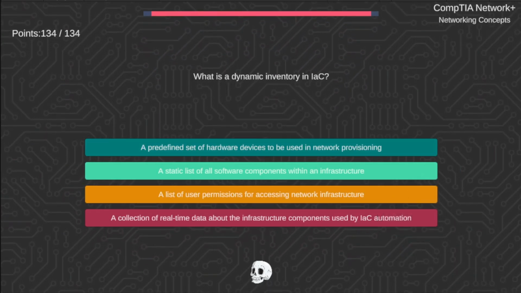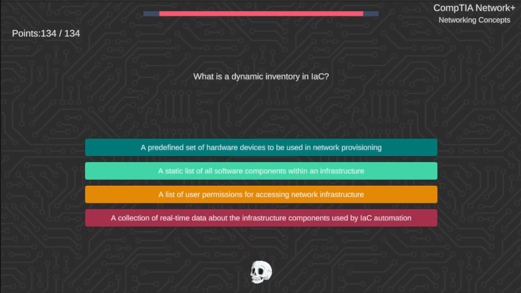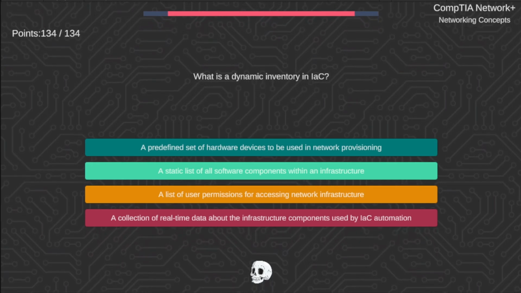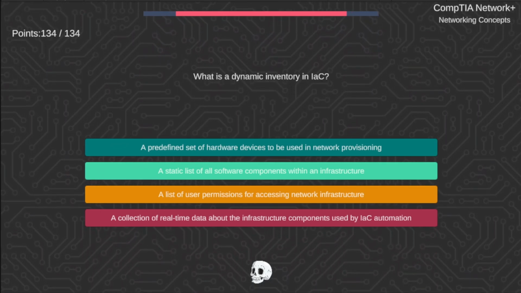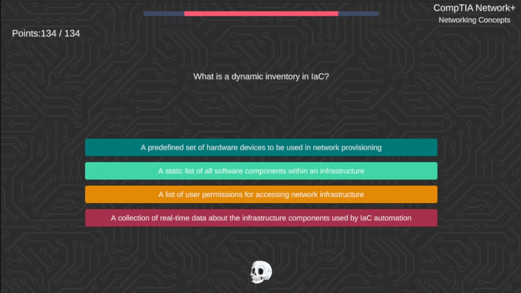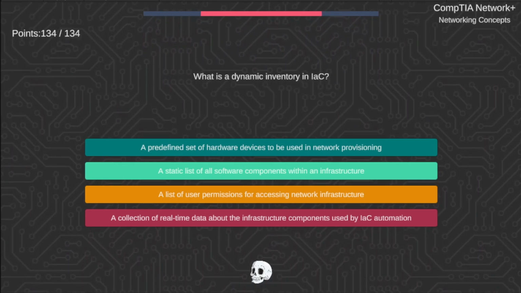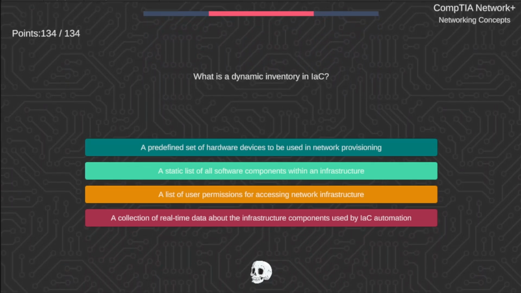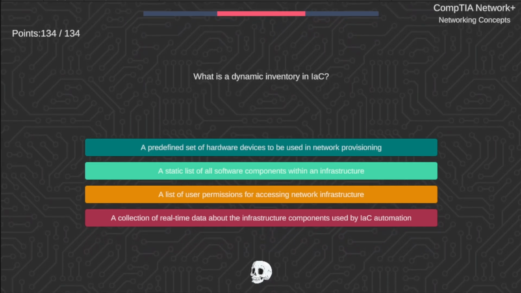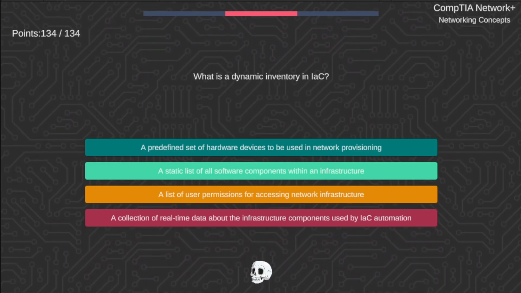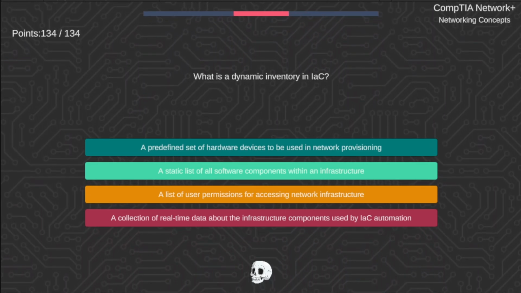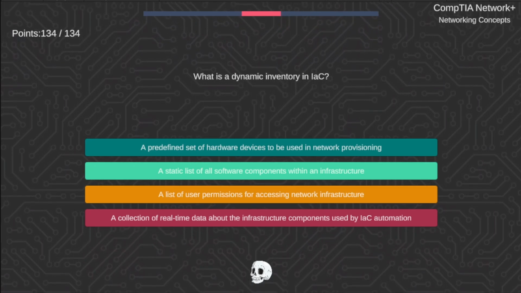What is a dynamic inventory in IAC? A predefined set of hardware devices to be used in network provisioning, a static list of all software components within an infrastructure, a list of user permissions for accessing network infrastructure, or a collection of real-time data about the infrastructure components used by IAC automation.